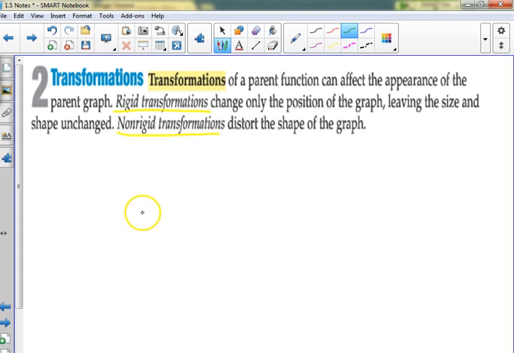Transformations. Going to the next part here. There are two kinds the book talks about: rigid transformations and non-rigid. Rigid are transformations where it stays the same size and shape. So if you shift it left, right, up, down, stays the same size. If you flip it over, same size and shape. Non-rigid transformations: stretch it or shrink it, or take an absolute value. That's kind of a weird one. Okay.